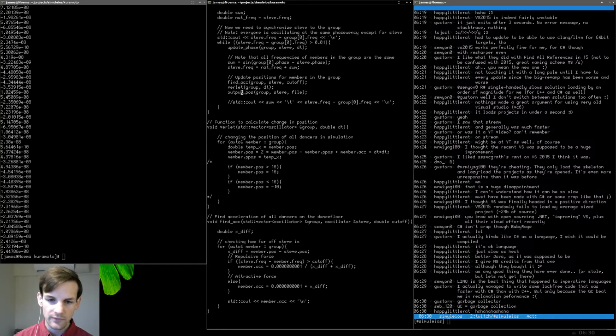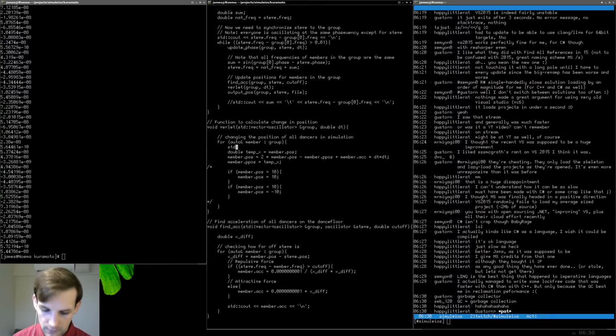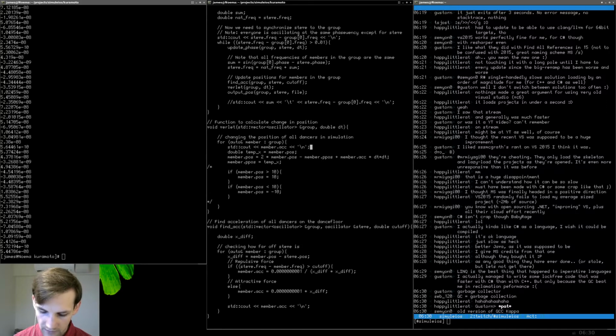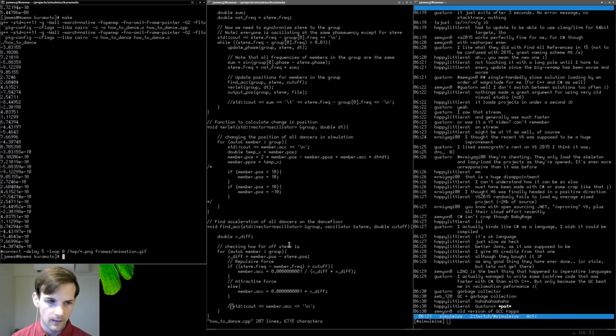Okay, let me see. Member.position times 2. Okay, so when we do the relay algorithm then, let's output the member.acceleration there. So let's do std::cout member.acceleration, end line. And let's go down here and let's not output it here. Make. No, those seem like they should be okay.